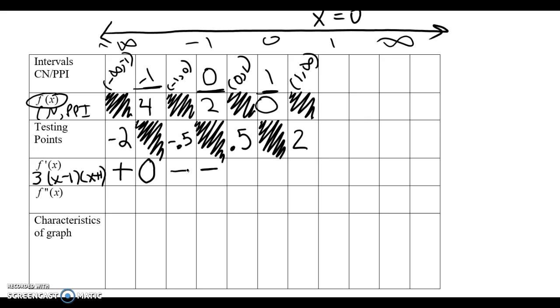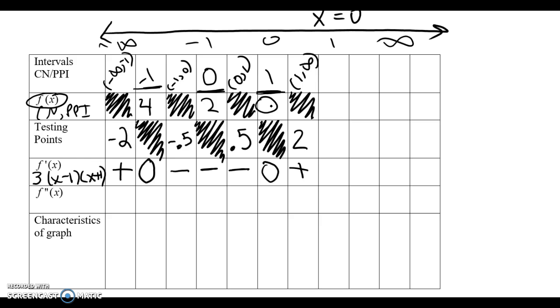Plugging in 0.5, positive, into the first derivative, I will get another negative. Plugging in 1, because I don't have a test point, I'm actually going to use the 1. I already know I'm going to get a 0 because that's how I got the 1 from doing the first derivative equal to 0. And then I'm going to plug in test point 2 into the first derivative, and that's going to be a positive. So you can see I have a nice pattern here. Where the zeros are, that's where the pattern changes. Positive, 0, so all three of these will be the same, all those negatives.